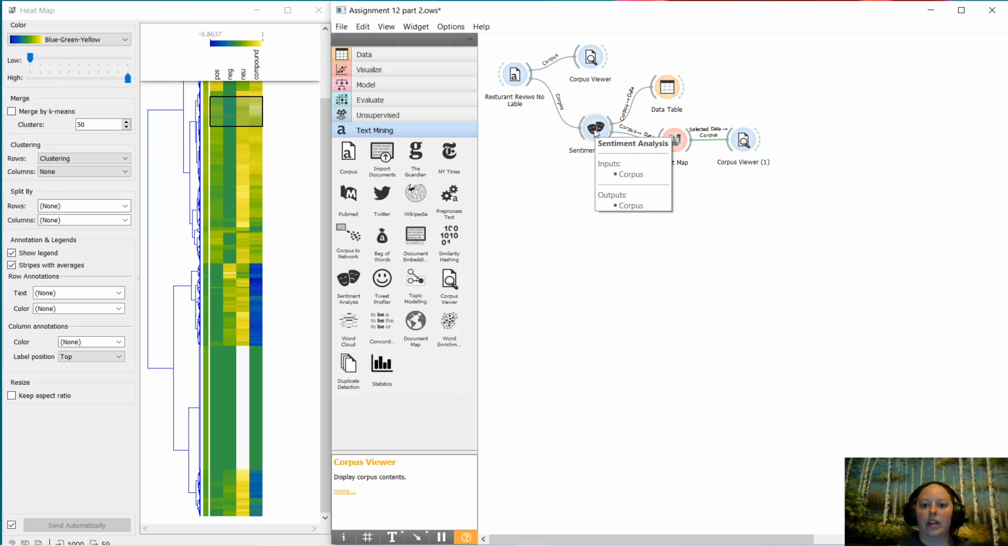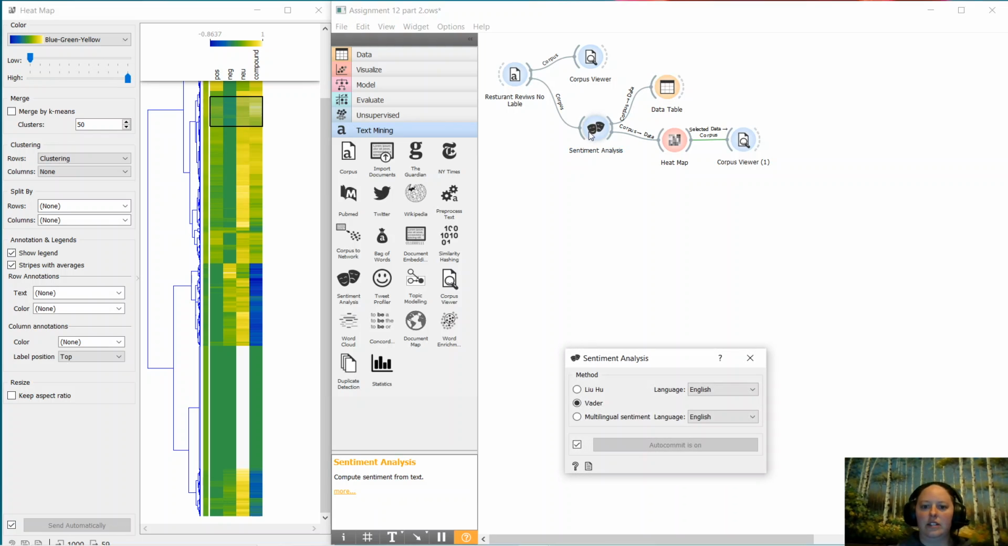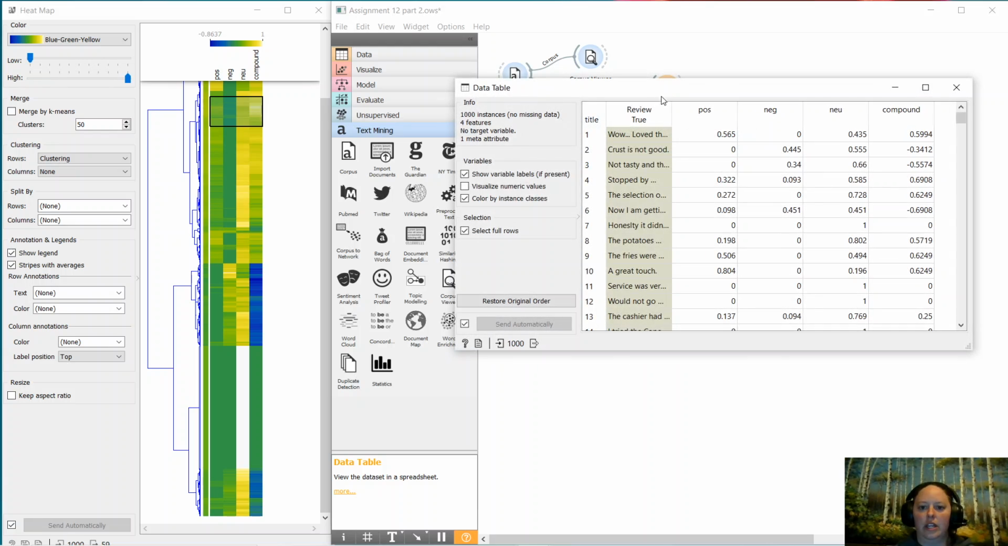Can Orange understand if it is a good, bad, or neutral review? And we're going to look at heat maps. So there is sentiment in here. We're going to look at the Vader. We made sure that was there. Here's our data table. There's positive, negative, neutral, and compound. So we're going to look at the compound.